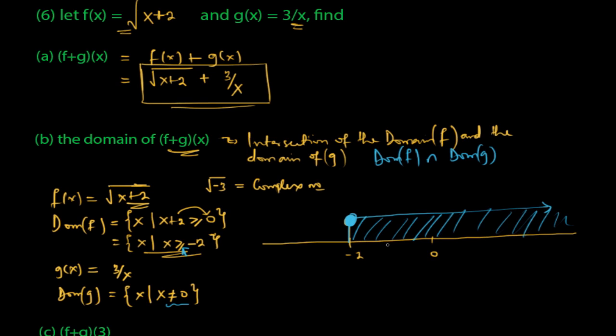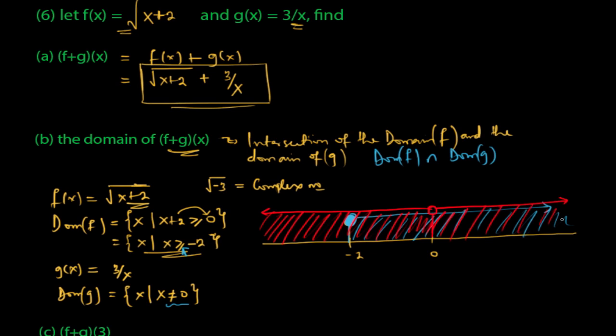Now how then do I represent this? So let me erase this. This is the point 0, so you can see I've excluded the point 0. Every other thing is in the domain. That means to the left and to the right are included in the domain of g.